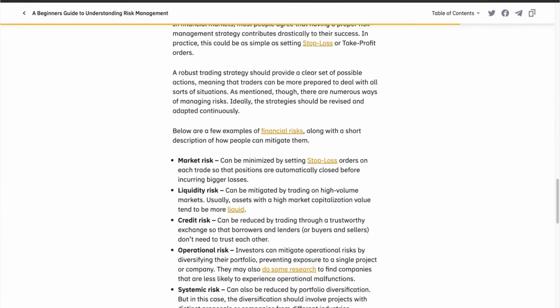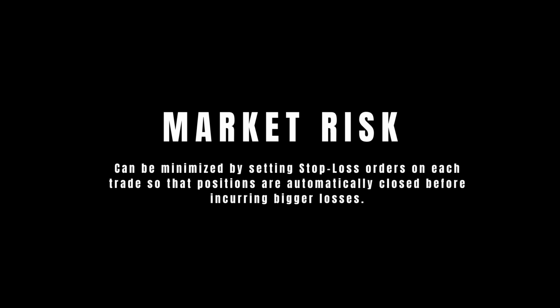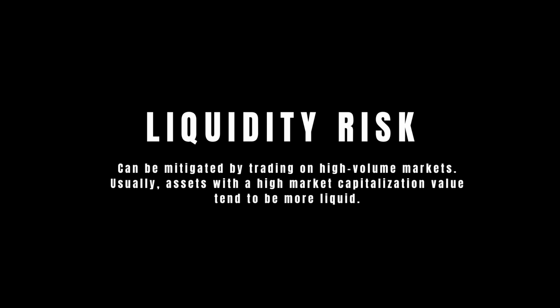So here are a few examples of financial risks, along with a short description of how you can try to mitigate them. So market risk. This can be minimized by setting a stop loss order on each trade so that the positions are automatically closed before incurring larger losses. Liquidity risk. This can be mitigated by trading on high volume markets. Usually assets with a high market cap value tend to be more liquid.